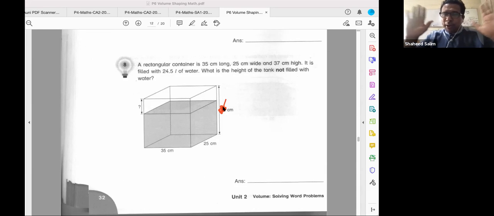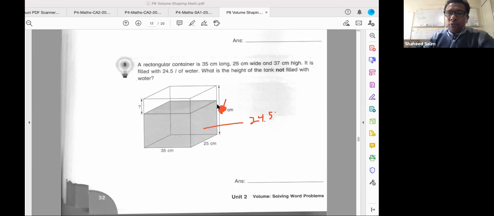Okay, one by one. Here we go. Imagine this 37 is not there. We don't look at it yet. The volume of water is 24.5. Now, what is 24.5 liters equal to?